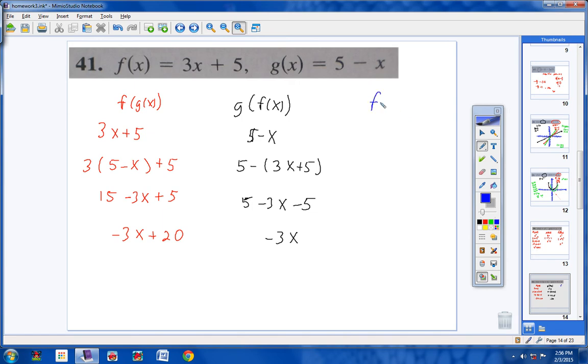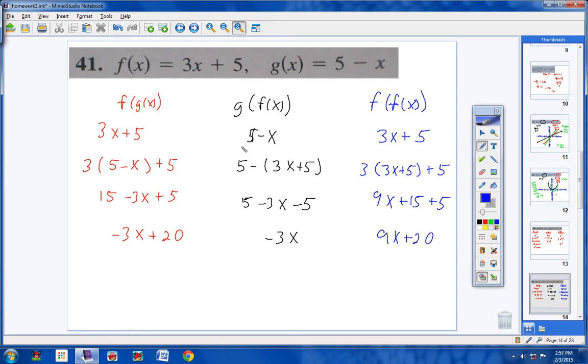f of f of x. So my outside function is f, so here's my f function. Then where the x's are, I put a pretty big parentheses. Then I go to my next function in the problem, which is f, so pick up f and put that in the parentheses. Now take your 3 and multiply it through. 9x plus 15 plus 5 gives you 9x plus 20, which should be the correct answer, and it is.